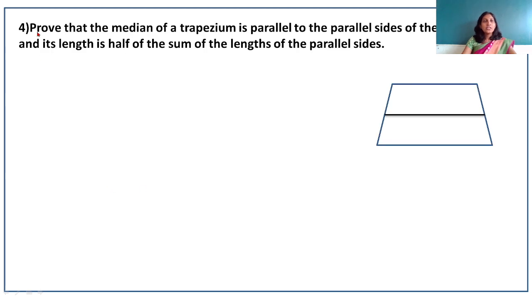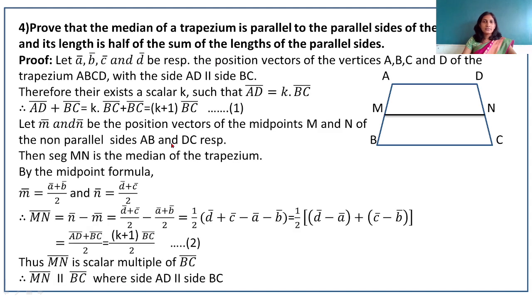Then next question. Prove that the median of a trapezium is parallel to the parallel sides of the trapezium and its length is half of the sum of the lengths of the parallel sides. So its solution, consider a trapezium ABCD. This is the median of a trapezium. What is the median of a trapezium? Median is the line joining the midpoints of the non-parallel sides. This is called the median. So this is the median of this trapezium.